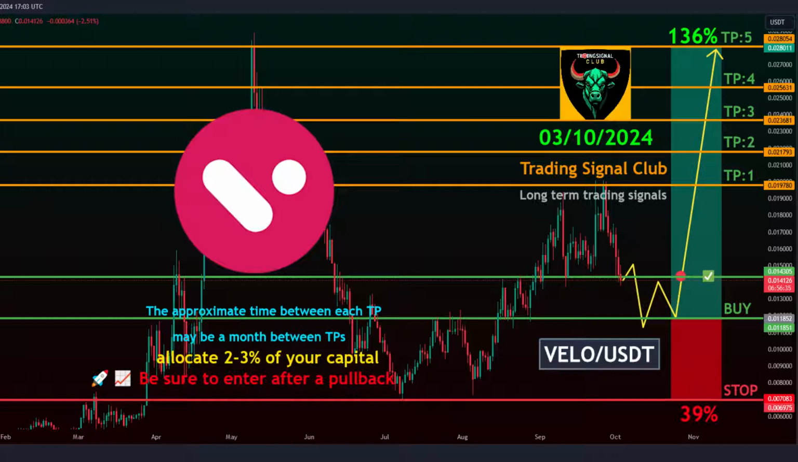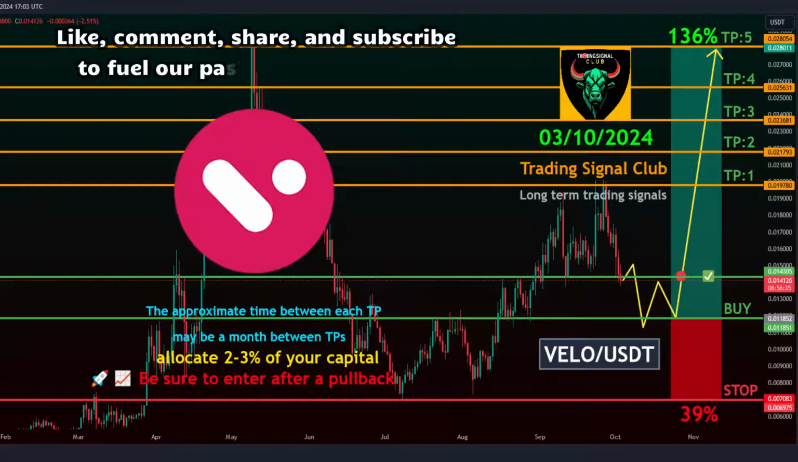Trading style: Spot. Target time frame: approximately 1 month between take profit (TP) targets. Entry levels.